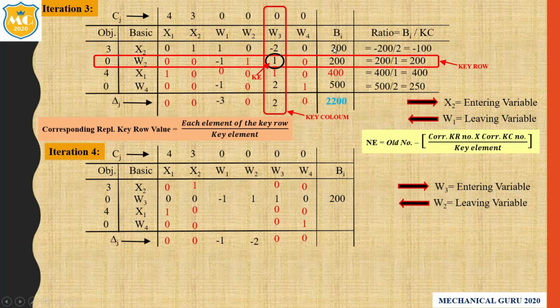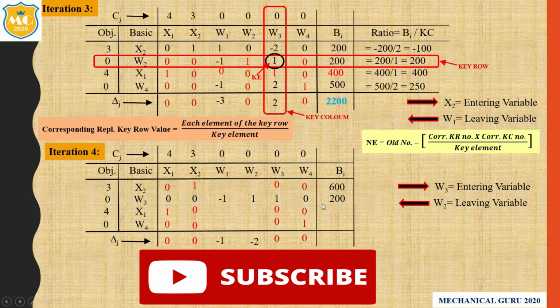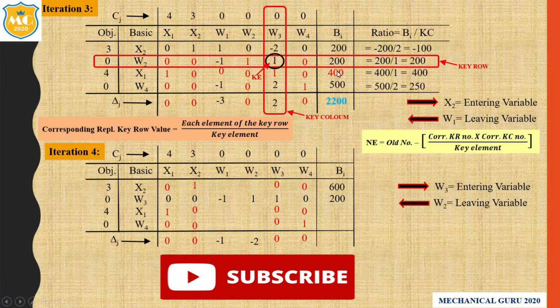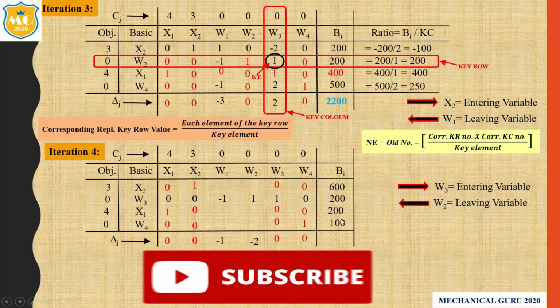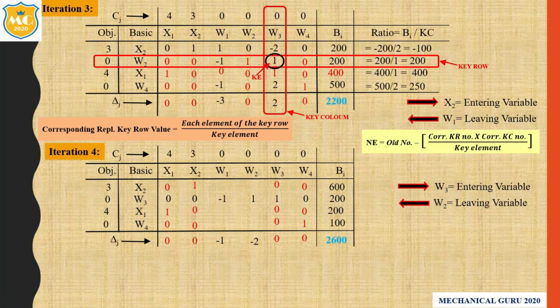Old number 200 minus corresponding key row 200, corresponding key column minus 2 divided by 1, so here we get 600. Similarly, 400 old number, this into this divided by this, so 200. And last, 500, that is 200 into 2 divided by 1, so 100. And the last, that is 3 into 600 plus 4 into 200, so here we get 2600. So this is our optimal solution.